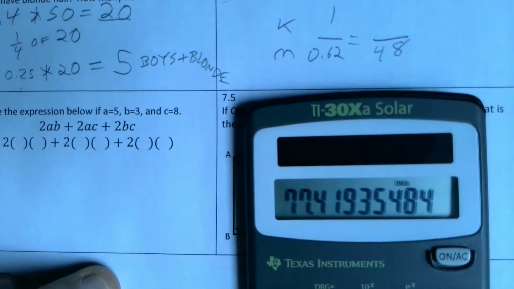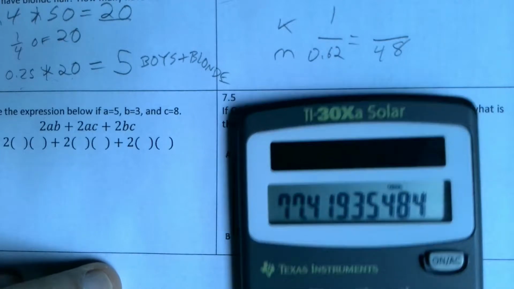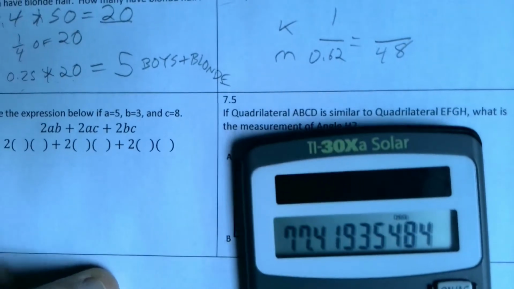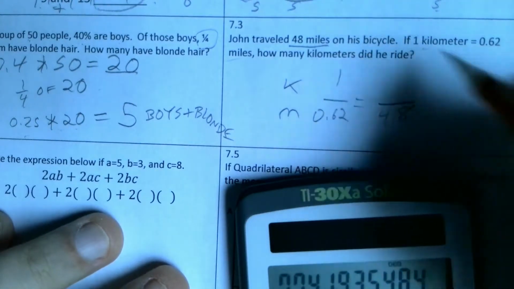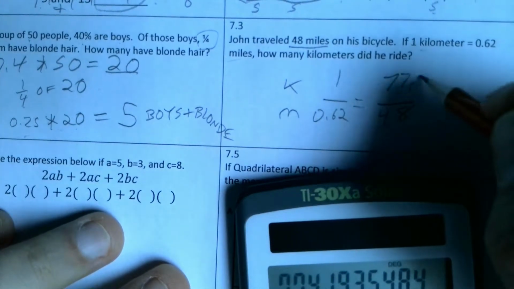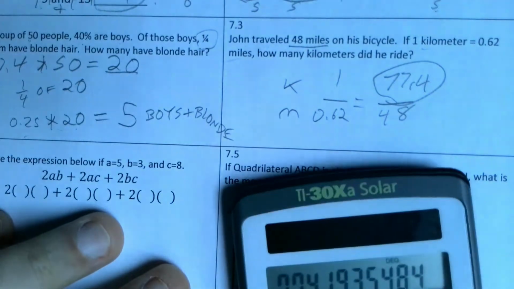So we get a really long number here, 77.41, blah, blah, blah, blah. I'm going to go ahead and just round to the 10th. The problem didn't tell you to round to a certain number, but I'm going to just round to the 10th. So it's going to be 77.4 kilometers. All right.